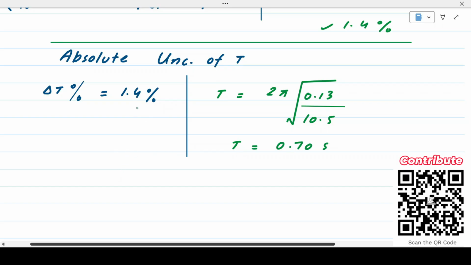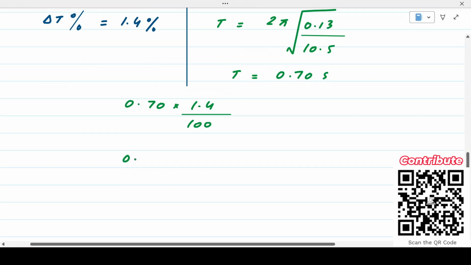Now the final step is to find 1.4% of your principal value. So 0.70 multiplied by 1.4 divided by 100, I get 0.0097, which in 1 SF, because absolute uncertainty has to be in 1 SF, is 0.01 seconds.